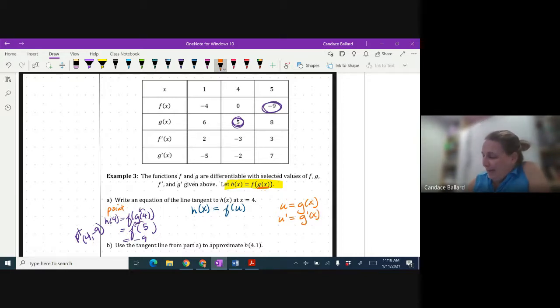Okay, and then we're going to put these, so now I'm going to take the derivative, right? So h prime of x equals the derivative of f would be f prime of u, and then times the derivative of the outside, which is g prime of x. Then we need to substitute our u back in. So h prime of x equals f prime of g of x times g prime of x.